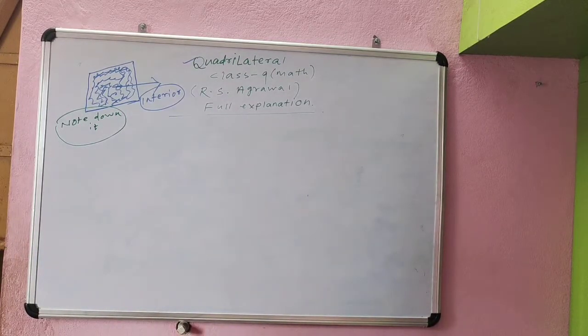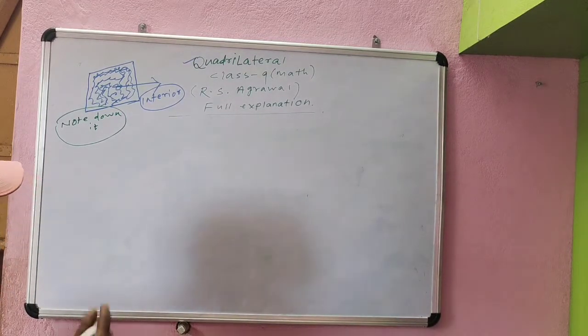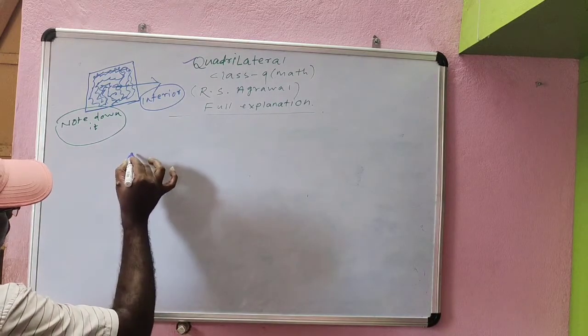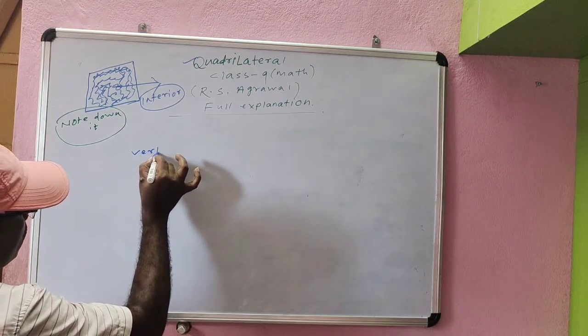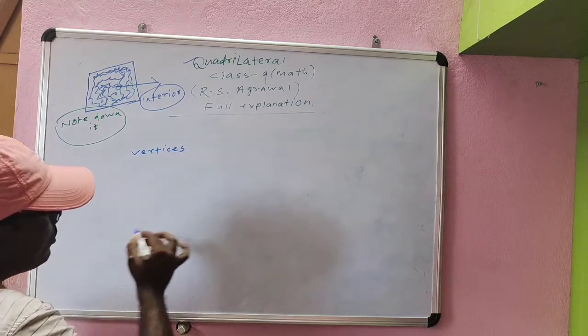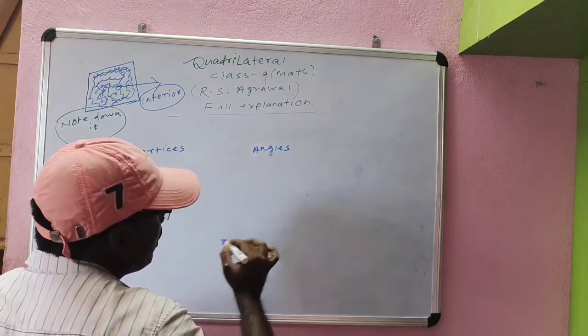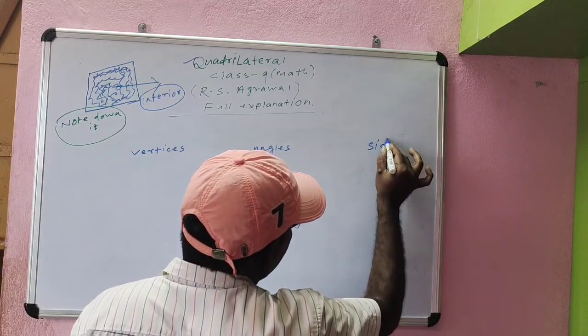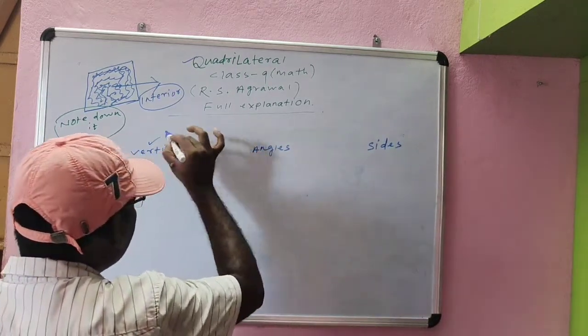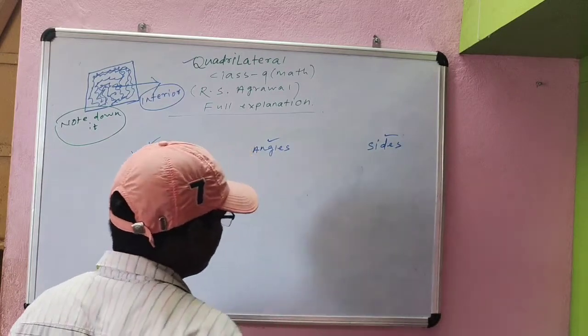So we learned that vertices, angles and sides are the three main parts of a quadrilateral.